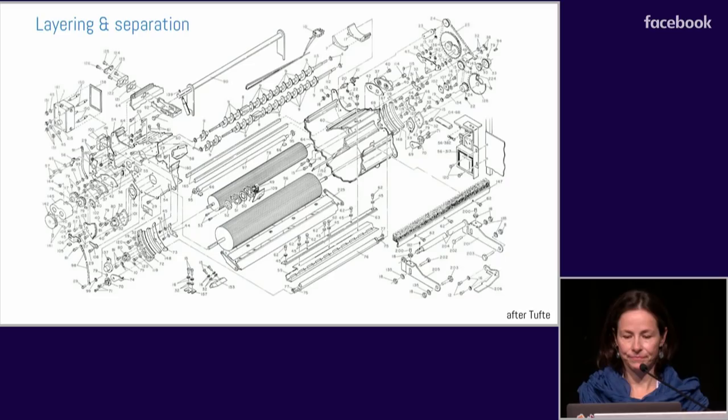Okay? Here's an example. This is not a visualization of data, but this is a really complicated diagram of parts of a machine. They're all labeled, and they're numbered. There are hundreds of parts. If I were to ask you, can you find number 57? It takes a while, right?